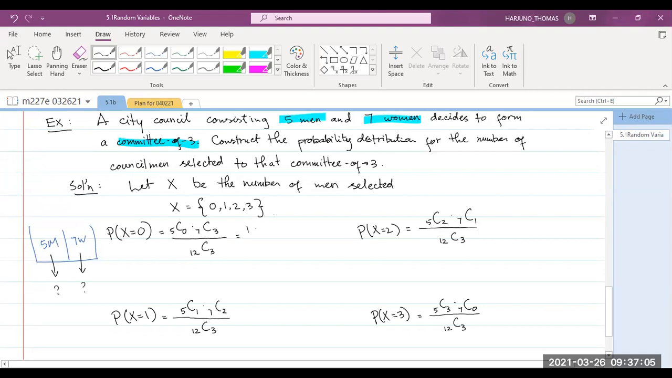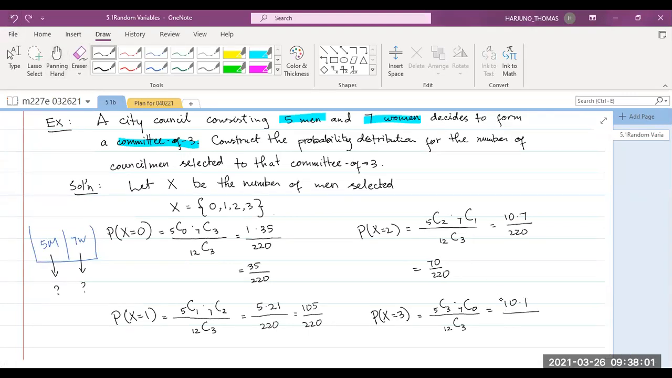5 choose 0 is 1, I know. 7 choose 3 is 35. 12 choose 3, I think 220. That's 35 over 220. Next, 5 choose 1 is 5, 7 choose 2 is 21 over 220. That will be 105 over 220. 5 choose 2 is 10, 7 choose 1 is 7, so this is 70 over 220. And the last one, 5 choose 3 is 10, 7 choose 0 is 1. That is 10 over 220.